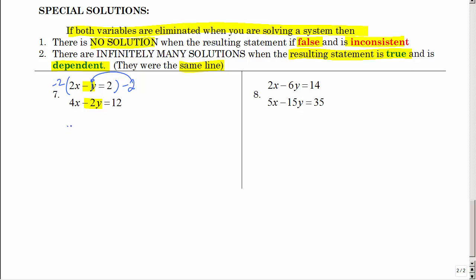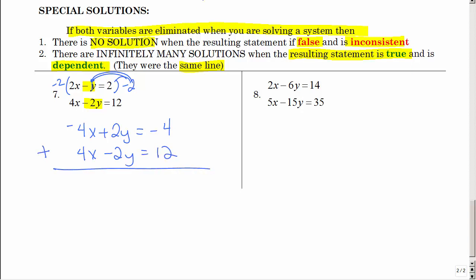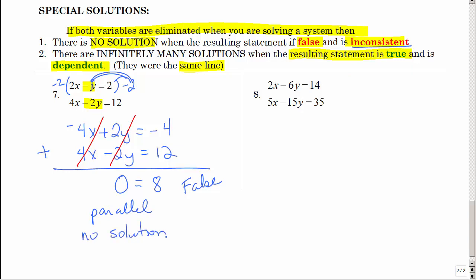So remember, multiply everything. So I have negative 4x plus 2y equals negative 4. Did I get everything? Yes. And then I'm just going to copy down the second equation. And when I add these together, not only did the y's get eliminated, but so did the x's. So I have 0, right? I add that together, I get 0 equals 8. That's a false statement. That means they were parallel lines. That means no solution. So I'm really looking for no solution. Again, you can use the symbol or you could write inconsistent.